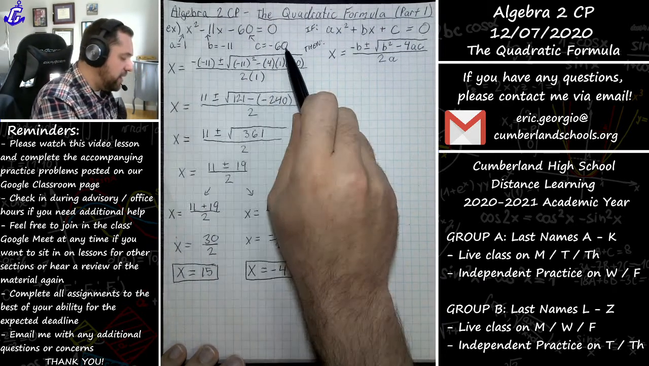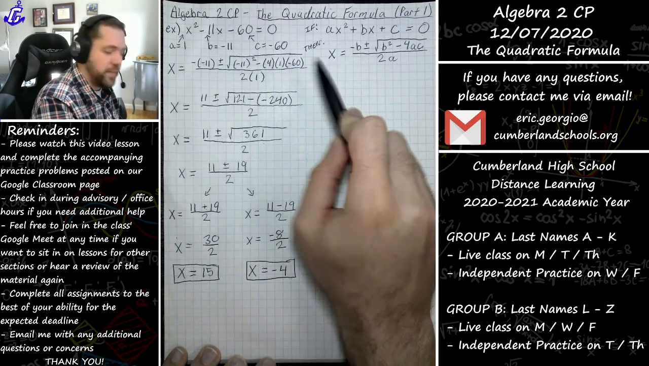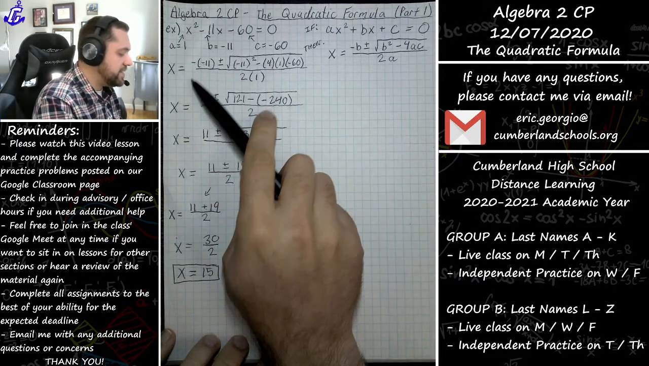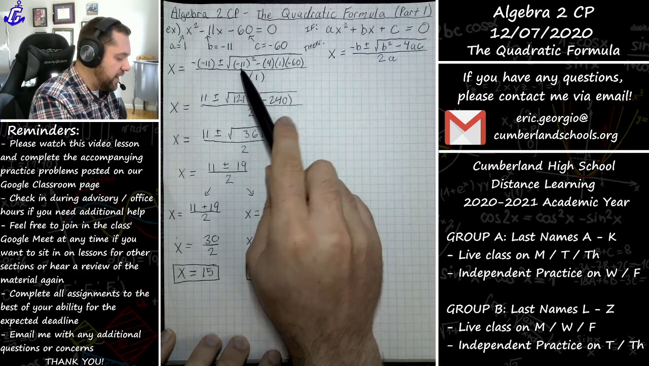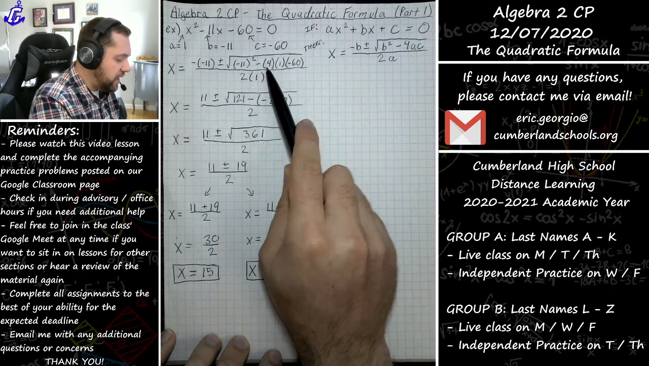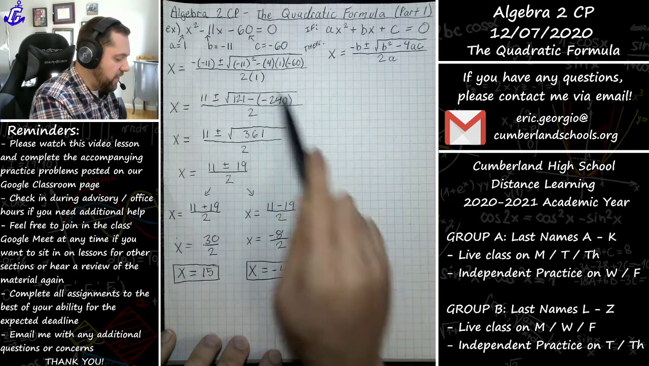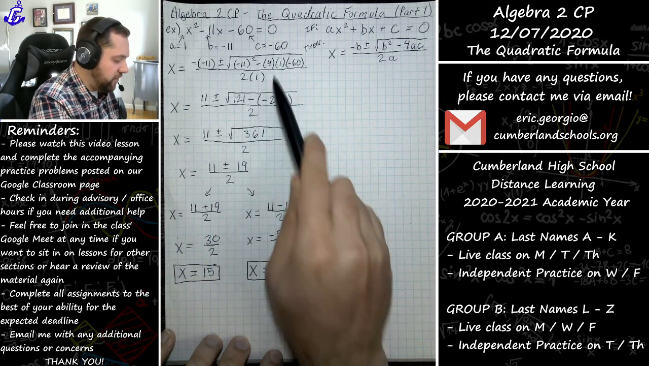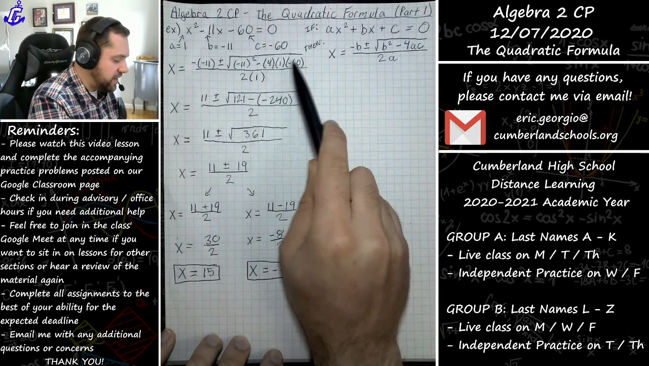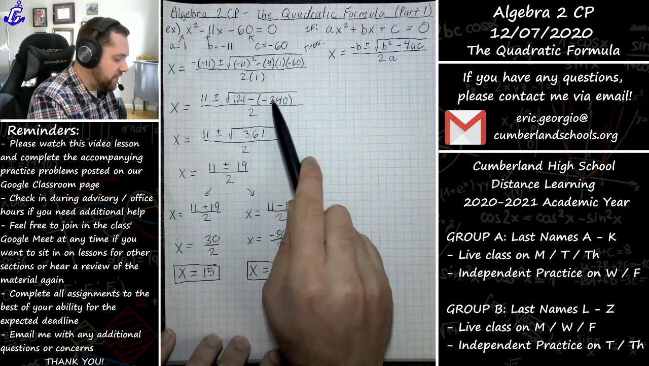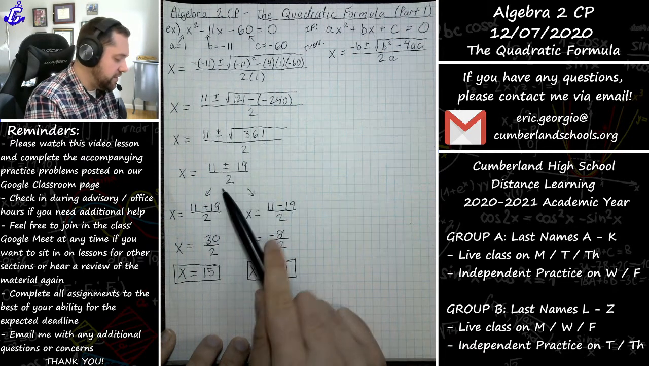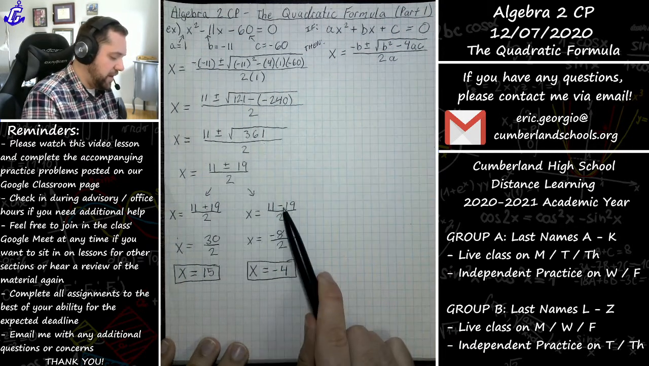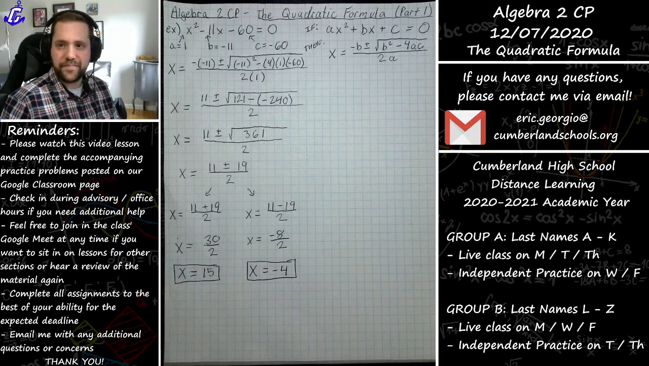Identified my values for A, B, and C, plugged into the formula carefully. Next step is I did the opposite of negative 11. I multiplied these two things together. I did negative 11 squared, and I worked out what this product was. Keep in mind that we're always going to do the opposite of whatever this product is, 4 times A times C. The opposite of that is positive 240 plus 121 is 361. Square root of that is 19, and then we can split into plus or minus and get our two solutions.